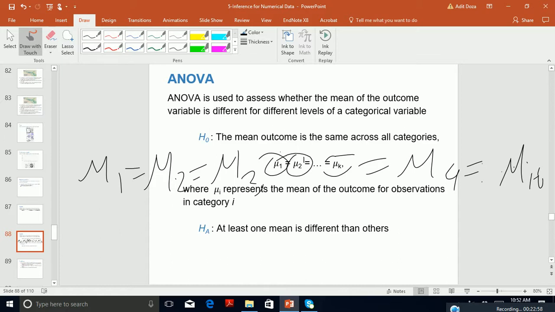Okay, so when do we construct an F stat? When we are trying to analyze between different groups, multiple groups, not just one difference, right? And what would be the alternate? The alternate would be that at least one mean is different from the others. Even if only one mean is different, the F stat would say that no, not all the means are the same.